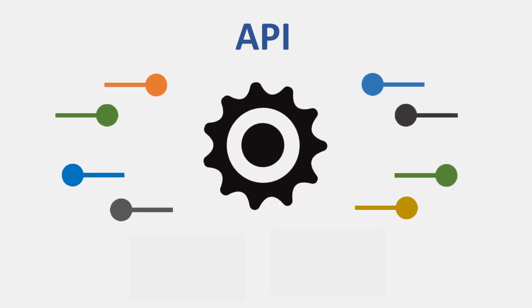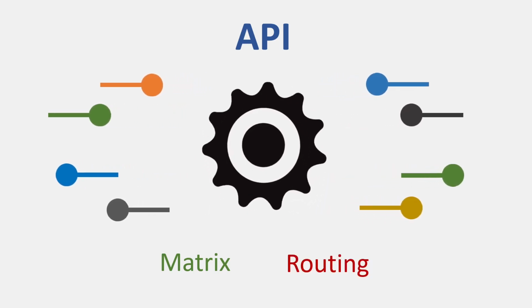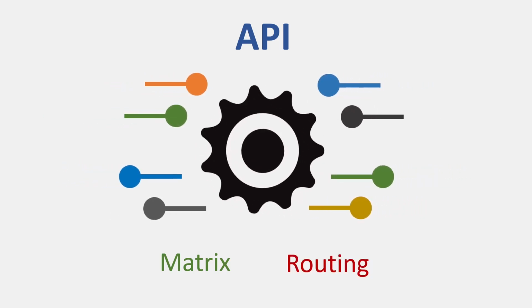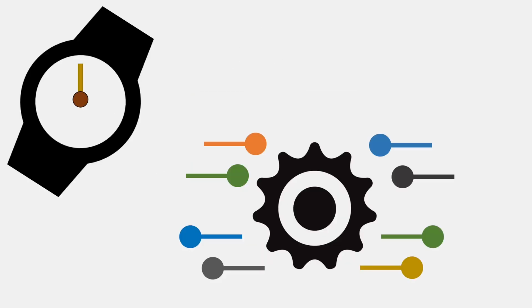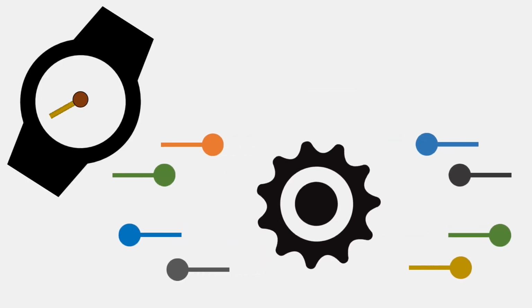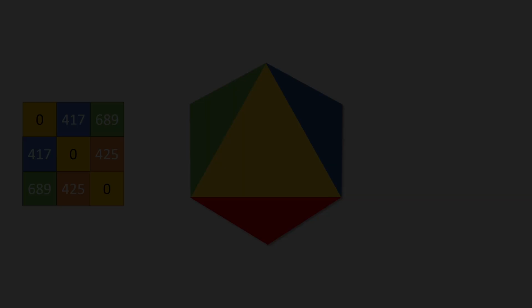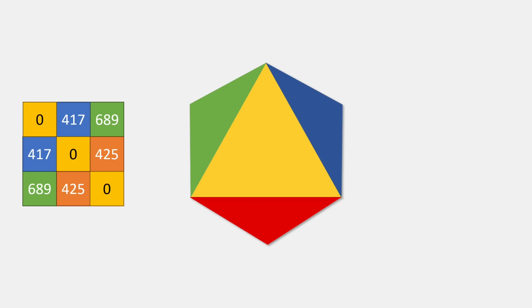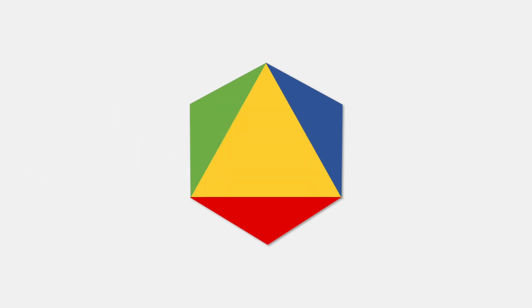To do this efficiently, we should use the Matrix API instead of the routing API. This is because the Matrix API returns the entire distance matrix in a single API call. This saves both time and reduces the number of API requests. Step 3. We pass the distance matrix to OR-Tools for solving the traveling salesman problem. The output solution is the sequence in which one should visit the places of interest.